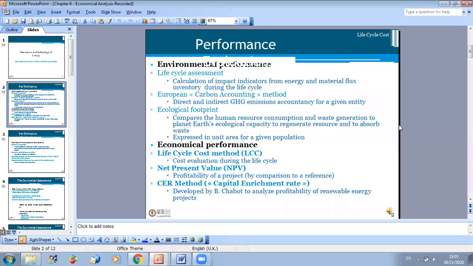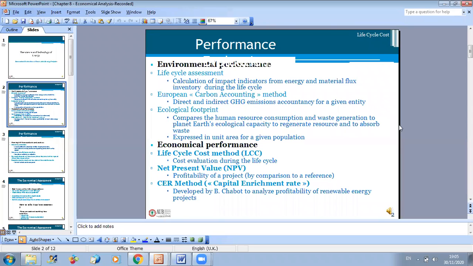We have several factors. First, we have the life cycle cost method, which consists of a cost evaluation during the life cycle. Second, we assess the net present value, which represents the profitability of the project. For each year we can calculate what will be the gain until then. Of course, for the first years you will have a negative value for the NPV because you need time to compensate the initial investment and the maintenance cost. But after a certain year, which is called the payback period, then you will start to gain from your project.